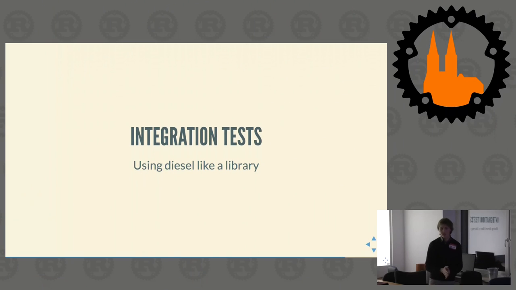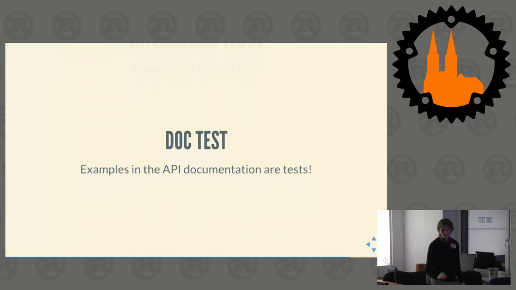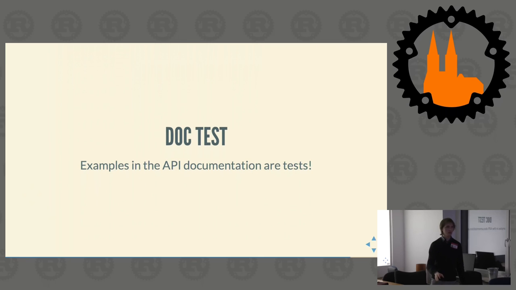We also have integration tests, which assume that you are a diesel user and want to do some stuff. So we run some queries and see that the queries actually contain what we want them to contain. And every example you see in our API documentation is actually a test, because doc tests are a thing in Rust and it's great to make use of them.